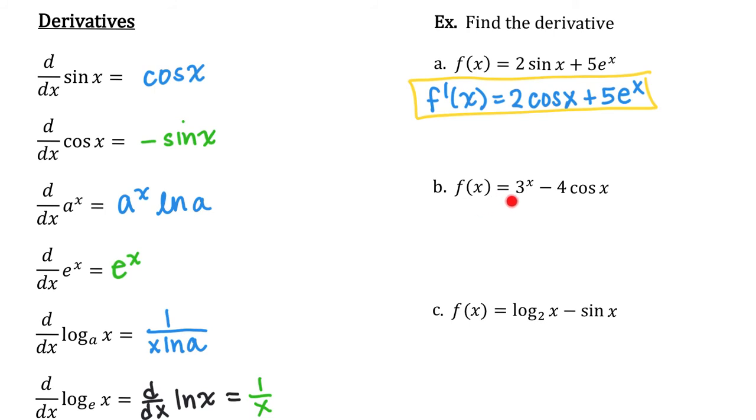Okay, this time f of x equals 3 to the x minus 4 times cosine x. So the derivative of f of x, f prime of x, equals, okay, the derivative of 3 to the x, this is the format, it's going to be 3 to the x times ln of 3. Okay, let's bring down the next term. I have minus 4 times the derivative of cosine x. The derivative of cosine is negative sine. So if I do negative 4 times negative sine, it's going to make it positive 4 sine x.